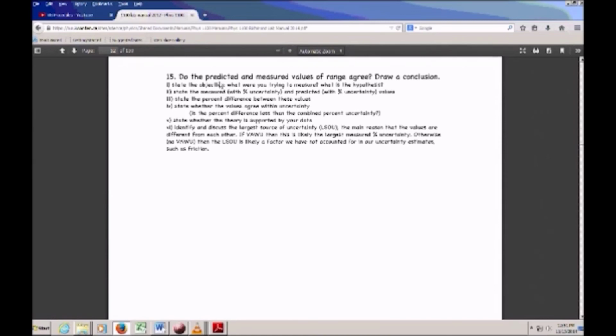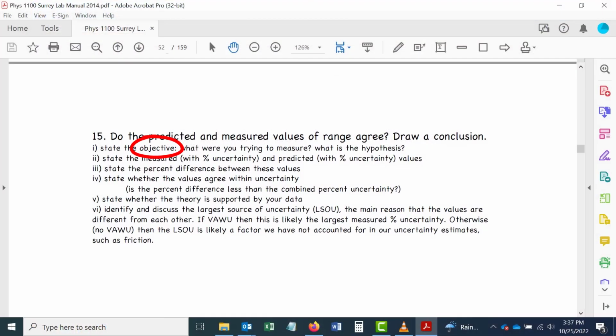So remember that your conclusion consists of answering all of these points in your bullet list. So state the objective, what were you trying to measure? In this case, it was the horizontal range of the car. What's the hypothesis? Basically that the measured value is going to agree with an uncertainty with the value that we calculated. State the measured values and the predicted values with their uncertainties in units. State your percent difference that you just calculated, and then say whether your values agree with an uncertainty. So is your percent difference smaller than the sum of the two uncertainties? State whether the theory is supported by your data, and then finally you identify what your largest source of uncertainty is.